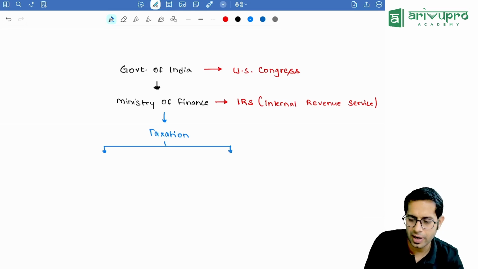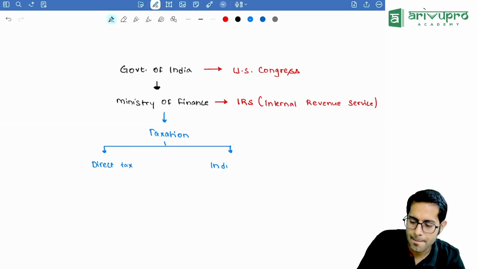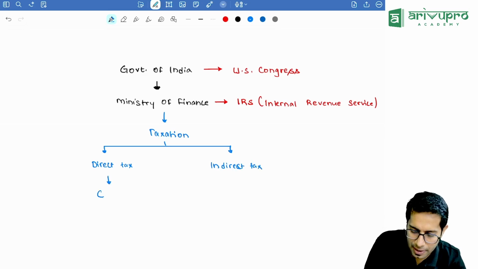This is further divided into direct taxes and indirect taxes. The direct taxes are taken care of by a board called CBDT, whereas indirect taxes are taken care of by CBIC.